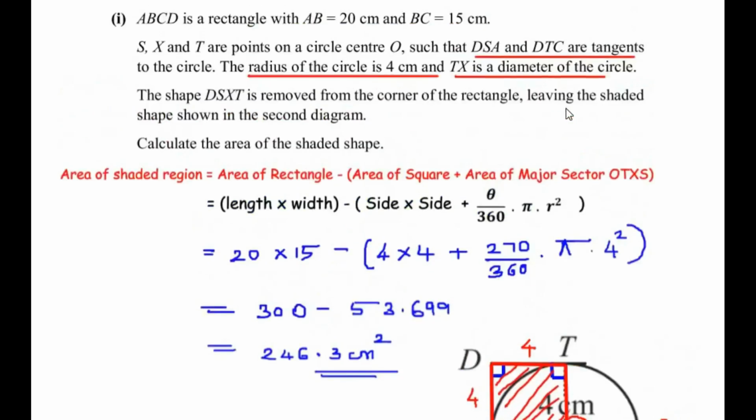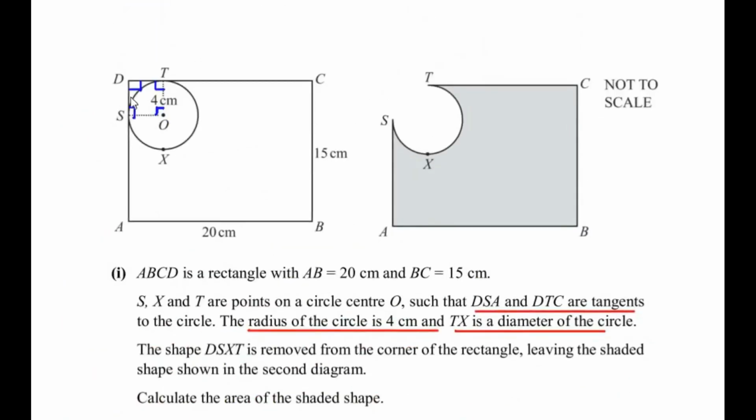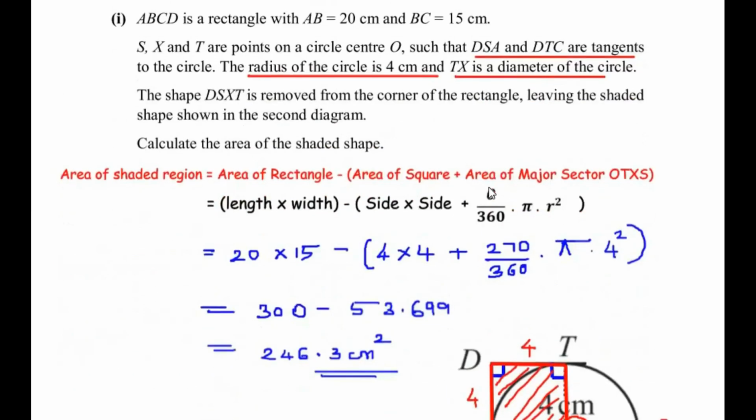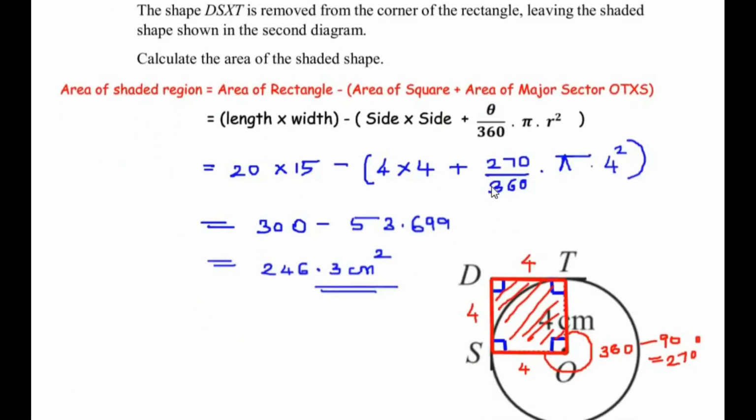So to find the area of the shaded region, we have made use of the area of the square and the area of the major sector. And after removing this area, we get the area of the shaded region. Now let us move on to the next part of this question.